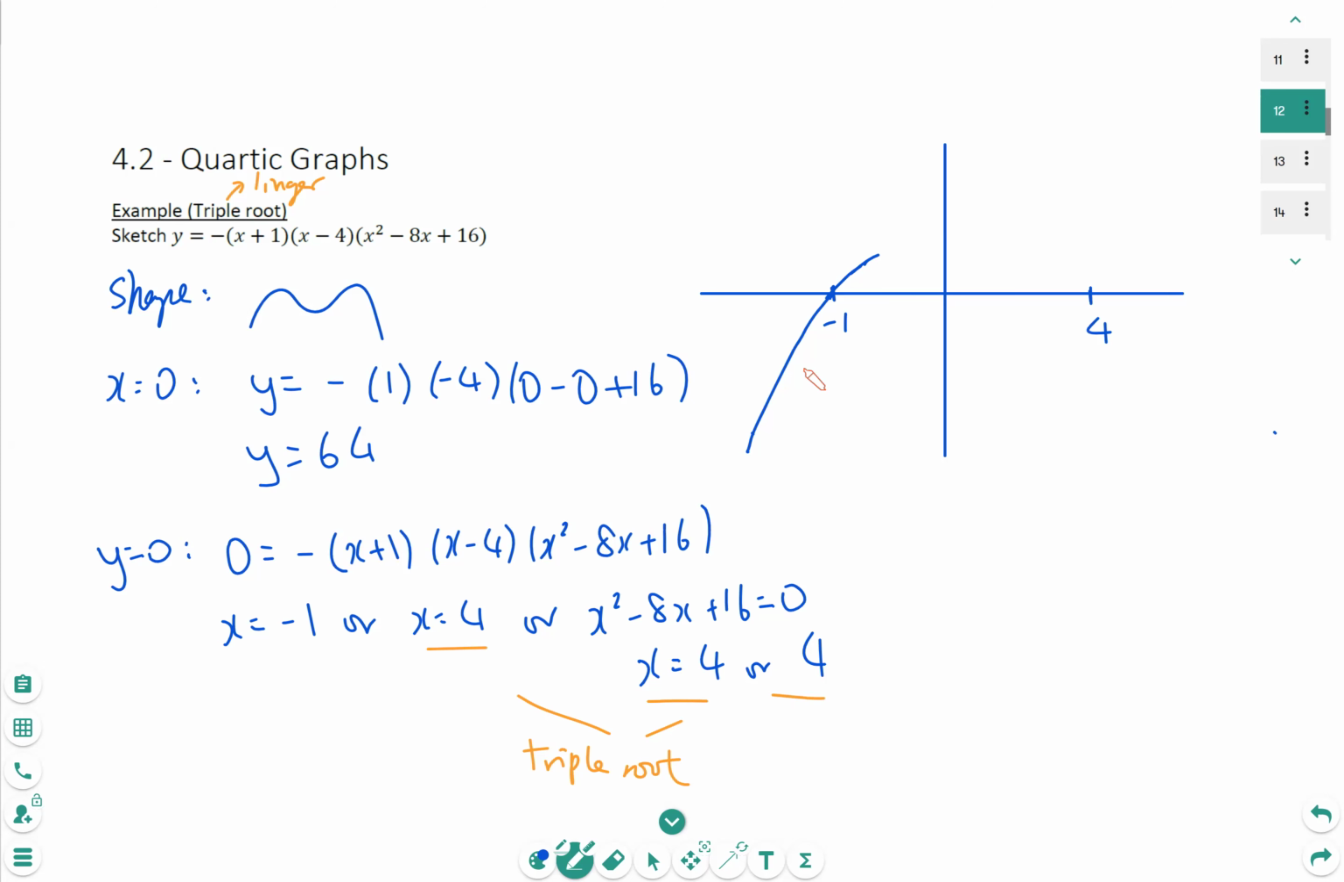So the keyword with triple root is linger. So we go up, and then we linger and go down. I'm going to cross this out a little bit to make it look neater. So go, linger and drop. If you use a microscope in there, you see what happens: linger and go down. All right, so that's the 4. That's what it looks like. It doesn't look like a really M shape because we don't have another dip, mainly because of the triple root. So triple root means linger. And we have to put a y-intercept in, which is 64.